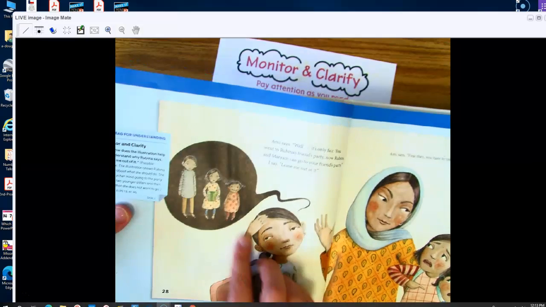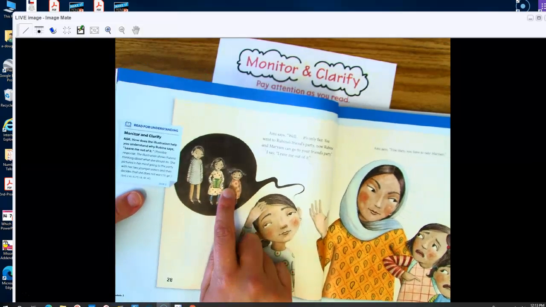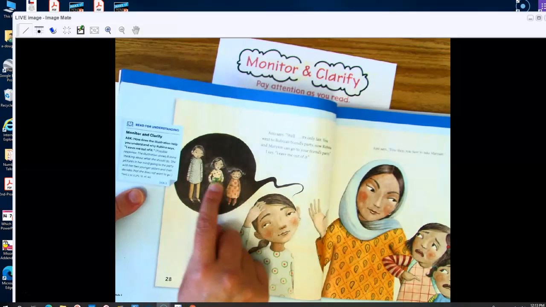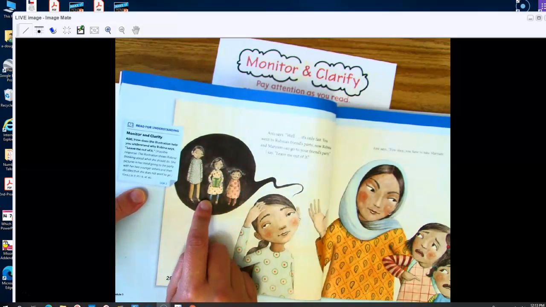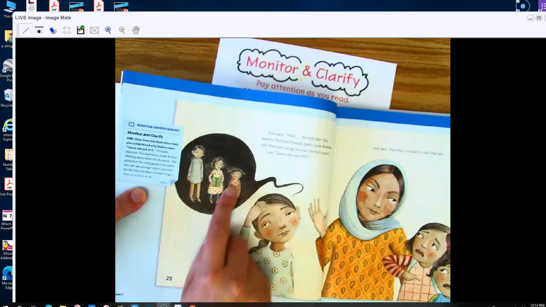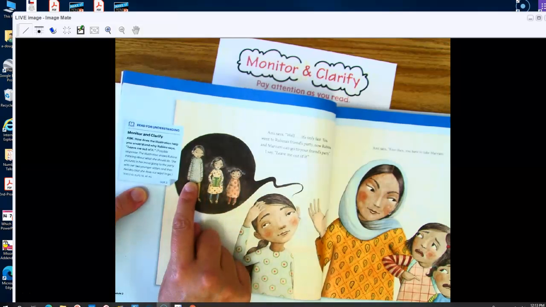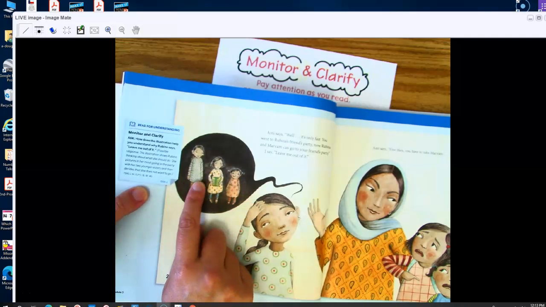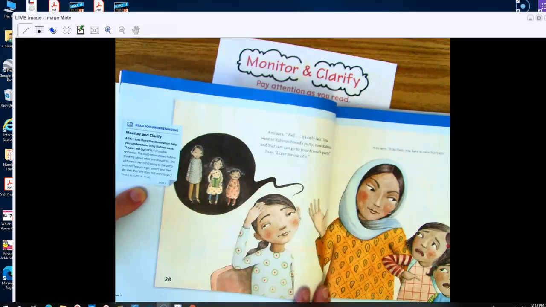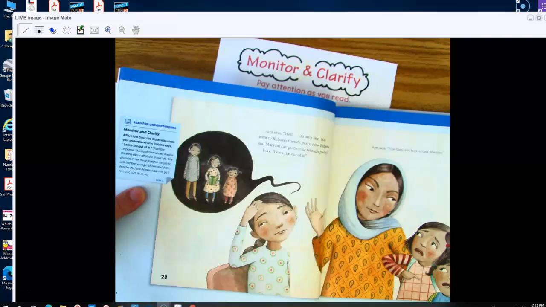So can you look at this illustration here? This helps you understand why Rubina says, leave me out of it. Look at her. She's imagining. Does she look like she's having fun in her imagination? No, it doesn't. It shows Rubina thinking about what she should do. She pictures in her mind going to the party with her two younger sisters and decides, I don't really want to go. That wouldn't be too fun.